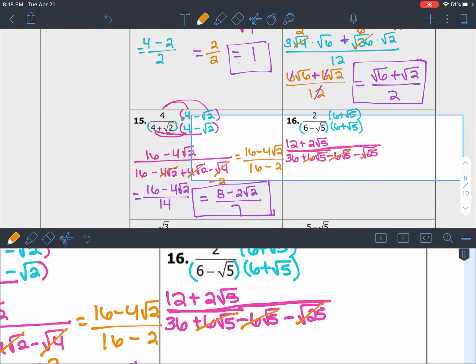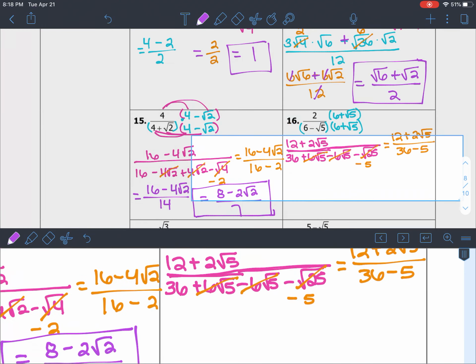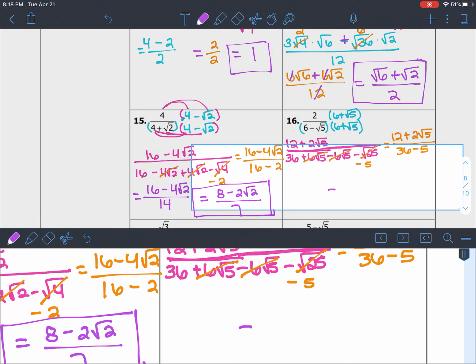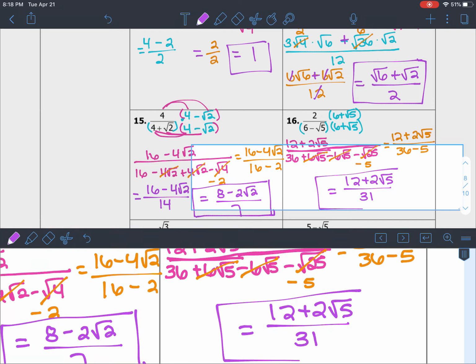And then we carry out our simplification. Our middle 2 terms are going to cancel, and this is going to become minus 5. So we'll then have 12 plus 2 the square root of 5 on top over 36 minus 5 on the bottom. When we do this, we're just going to carry out that subtraction on the bottom. And we're going to end up with 12 plus 2 the square root of 5 over 31. And that's going to be our final answer for that one.